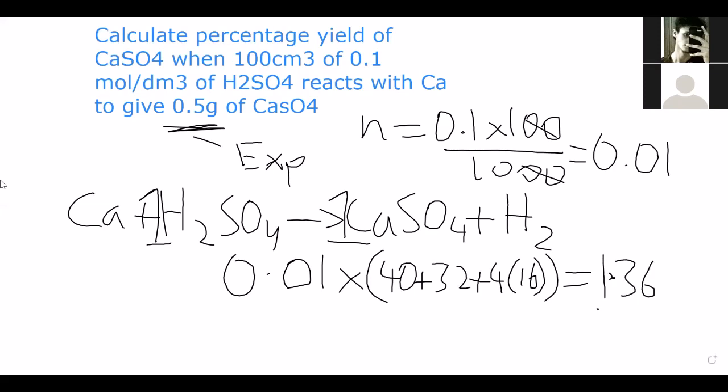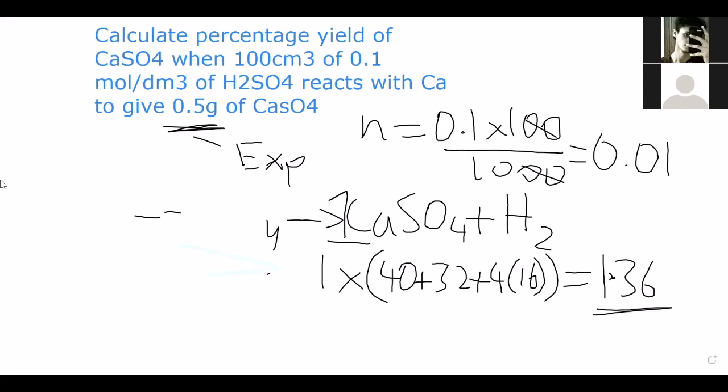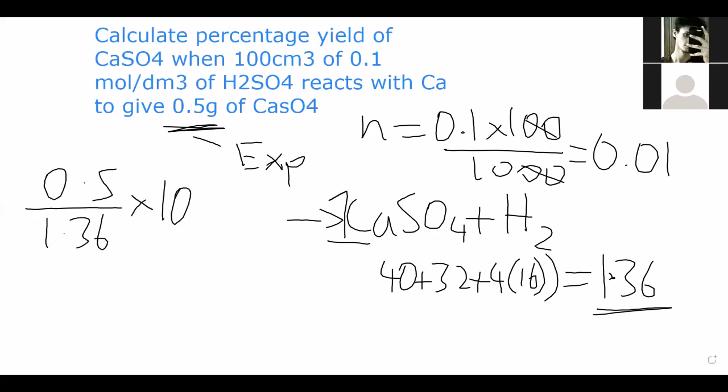Now to find the percentage yield, we'll divide the experimental value by the theoretical value. So 0.5 upon 1.36 into 100. This is equals to 36.8%. This is the percentage yield.